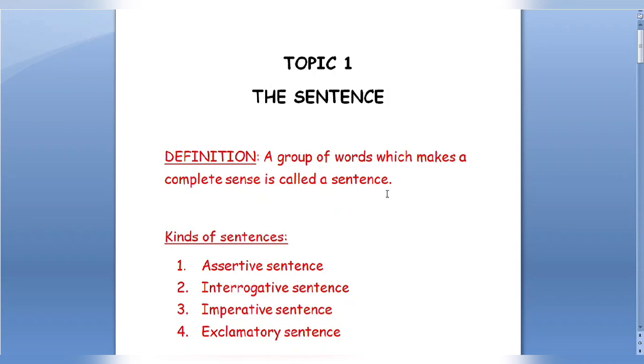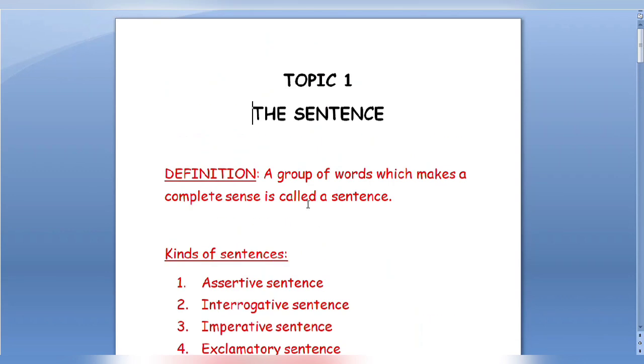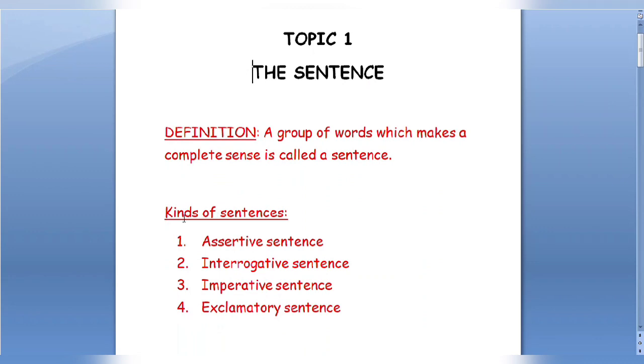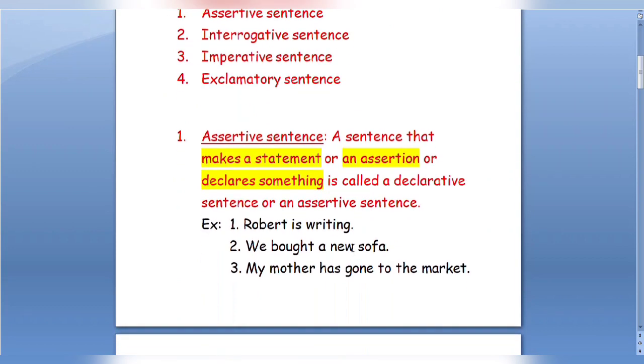If you keep a book and a pen with you, it is good. You can note down all that I have shown here. A group of words which gives you a complete meaning is called a sentence. Now we'll see the kinds of sentences. There are four kinds of sentences: an assertive sentence, an interrogative sentence, an imperative sentence and an exclamatory sentence. So we'll see what is an assertive sentence.